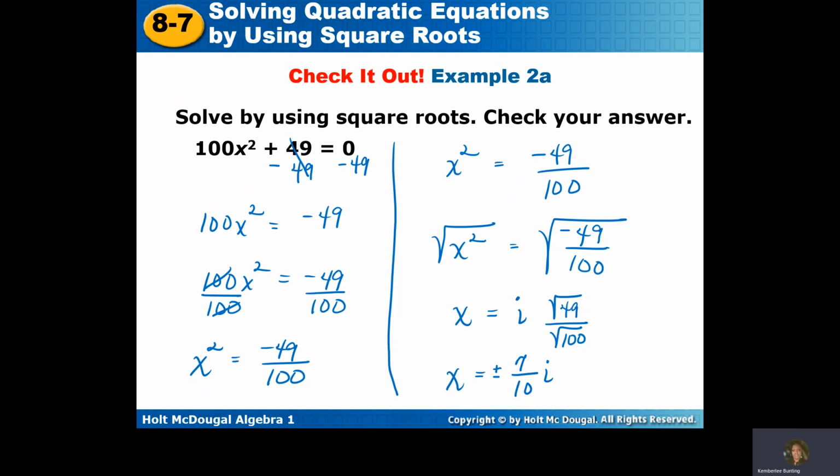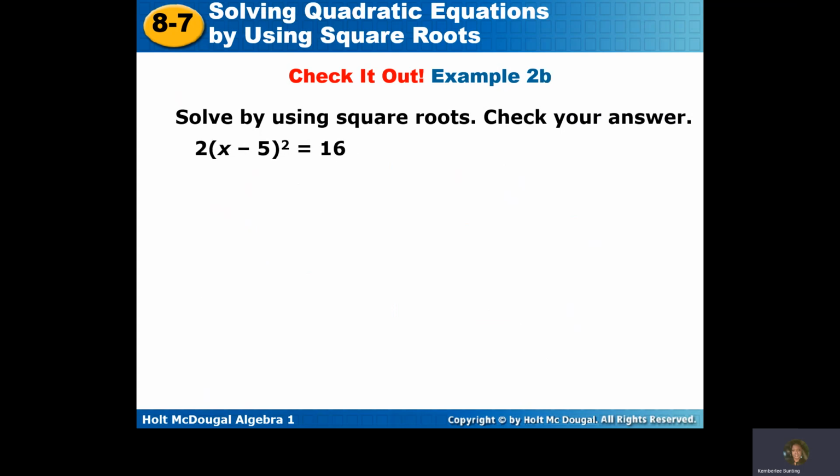Okay. All righty. Now, here's one that we haven't done yet, right? Remember when I said these three are all working together, but there's one that's not like the others? This is one of those examples. So we have 2 times the quantity. Now, Savage, if you could take a look at this one for me before you start your Delta Math, I would appreciate it. We have 2 times the quantity of x minus 5 squared is equal to 16, okay?